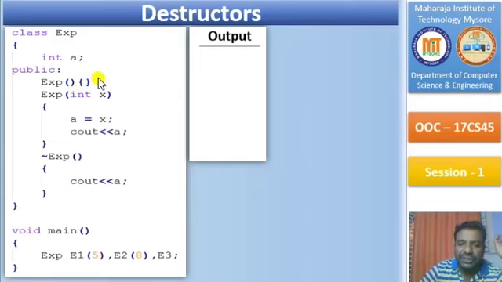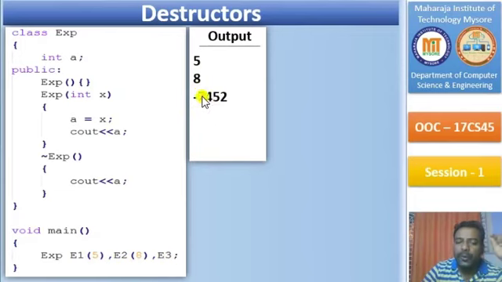Once this execution is done, look here, the execution is going out of the main function. This is what we call out of scope, and now the destructors are called. Remember, the destructor is called exactly in reverse order. If the constructor is called for e1, e2, e3, the destructor will be called in reverse order for e3, e2, e1. Hence, I'm going to get the output 5 for the constructor of e1, 8 for the constructor of e2, and a garbage value for the constructor of e3.